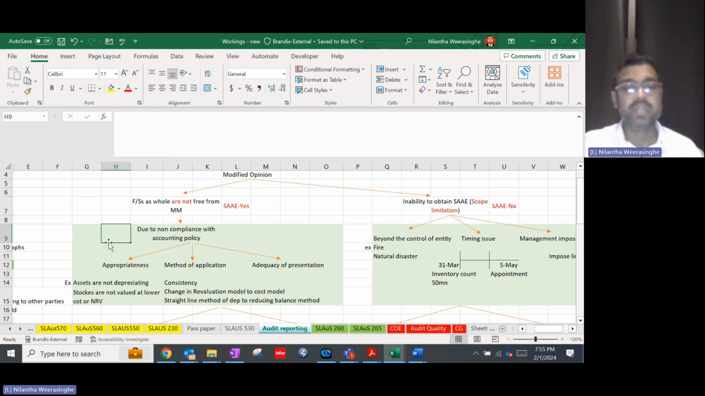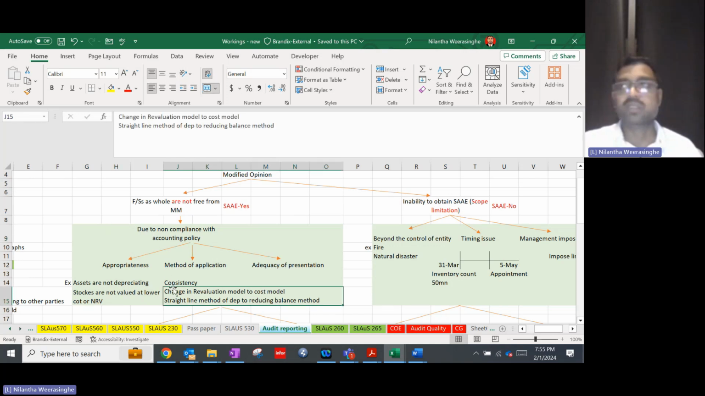Or something is wrong with the method of application, meaning it's not consistent. Sometimes you depreciate using the straight line method.